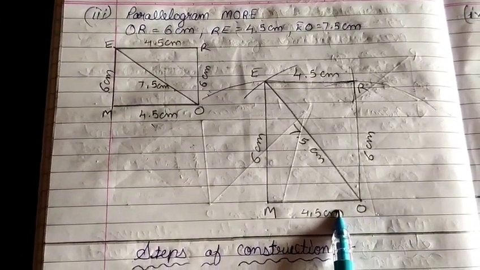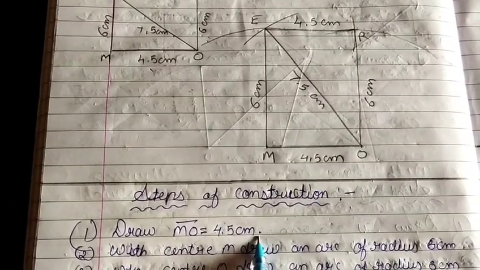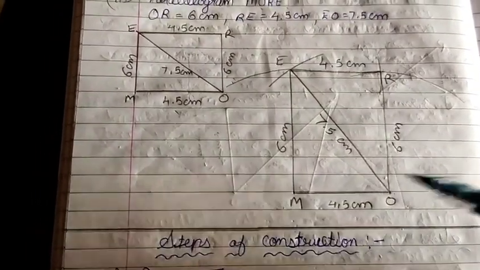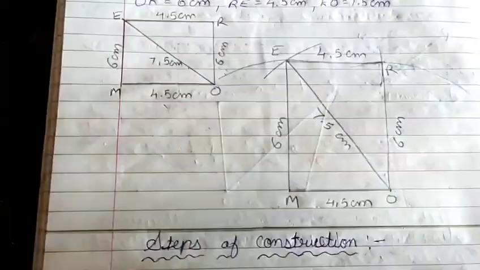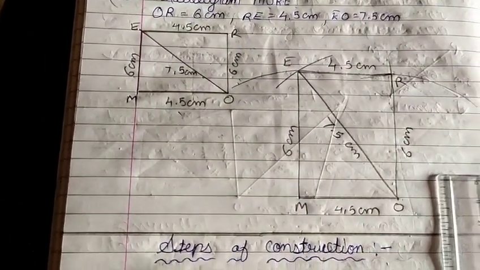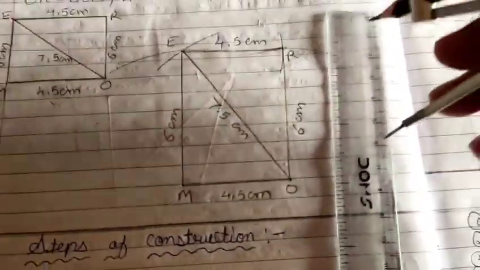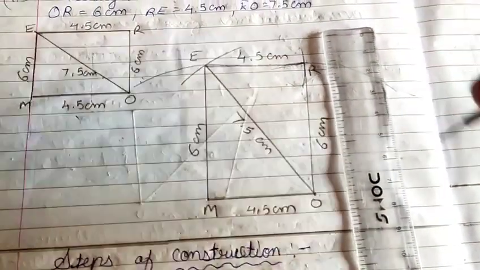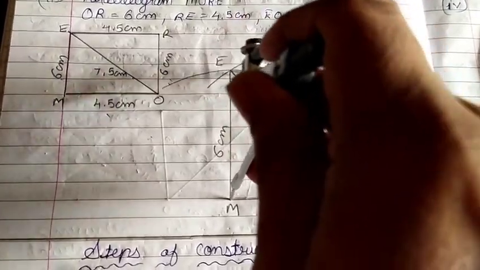Then after doing such, draw line segment MO of 4.5 centimeter. Then with center M, you have to construct this line. So what to do? You have to take 6 centimeter with the compass, adjust it properly. Then place it on M in this way and draw an arc.